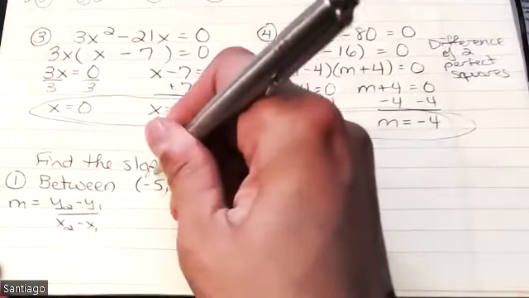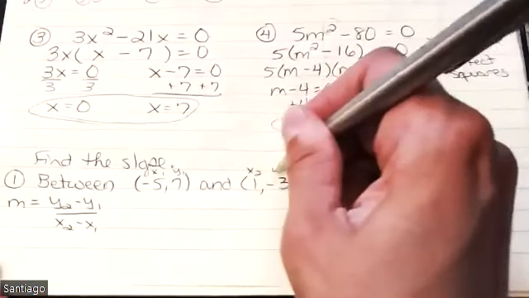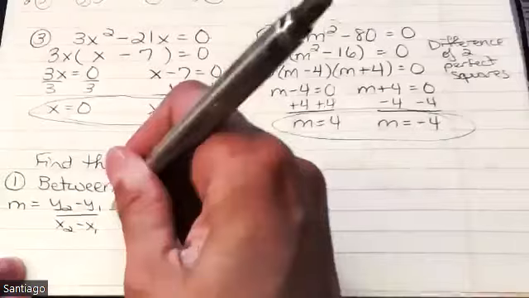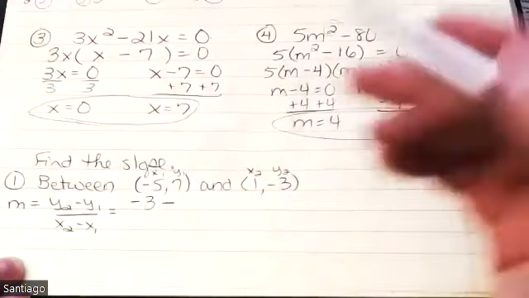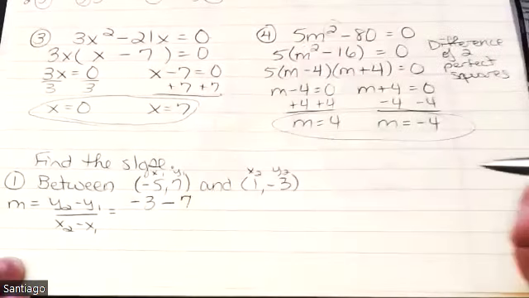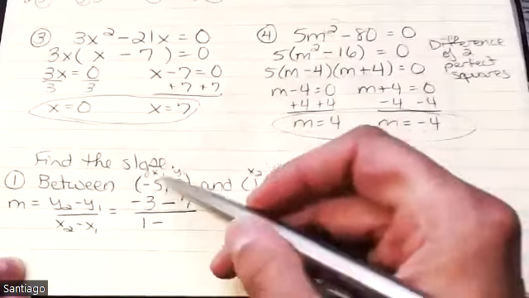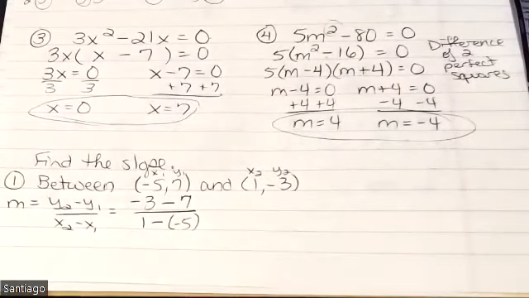So here's our first point, which we'll call x1, y1. Here's our second point, which we'll call x2, y2. Now that I have labeled my ordered pairs, it's going to make this a lot easier when I make the substitutions. So we've got y2 minus y1, -3 minus 7, all over x2, which is 1, minus x1, which is -5. That negative in the 5 doesn't go away. We have to take that into account.